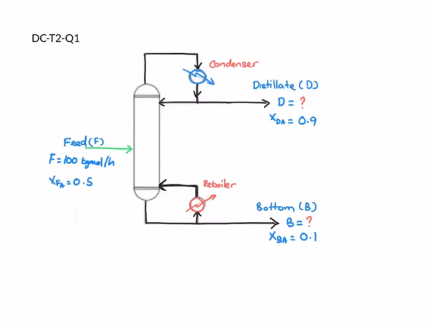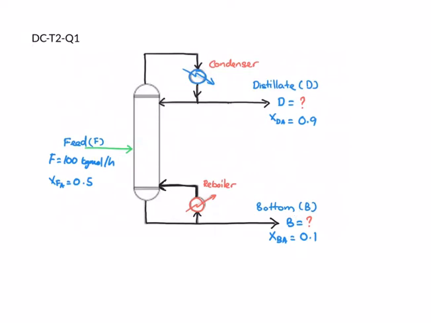Assalamualaikum. Let's discuss tutorial number 2, question number 1. When you want to answer question number 1, you need to draw a schematic diagram. Always draw the schematic diagram. This is how the schematic diagram looks like. Make sure you label all the streams involved. You need to label your feed stream, distillate stream, and bottom stream.